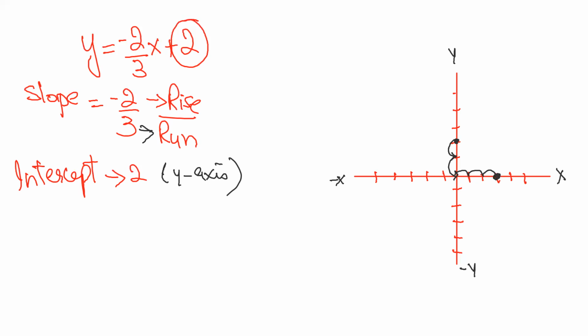Then I have to repeat the procedure, down 2 and right 3. So if I go down 2 and right 3, my next point would be here. So you can see I can get many points similarly like this one. If I join these points, I will get a straight line. So this is a linear equation graph.